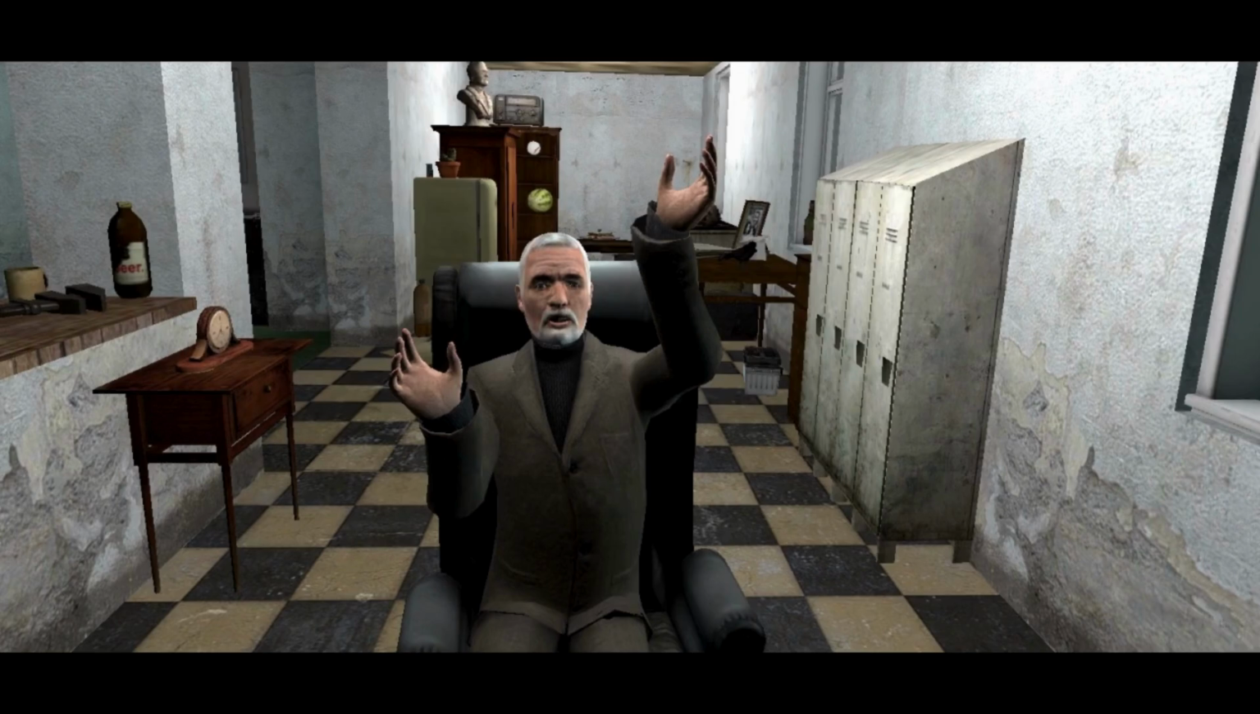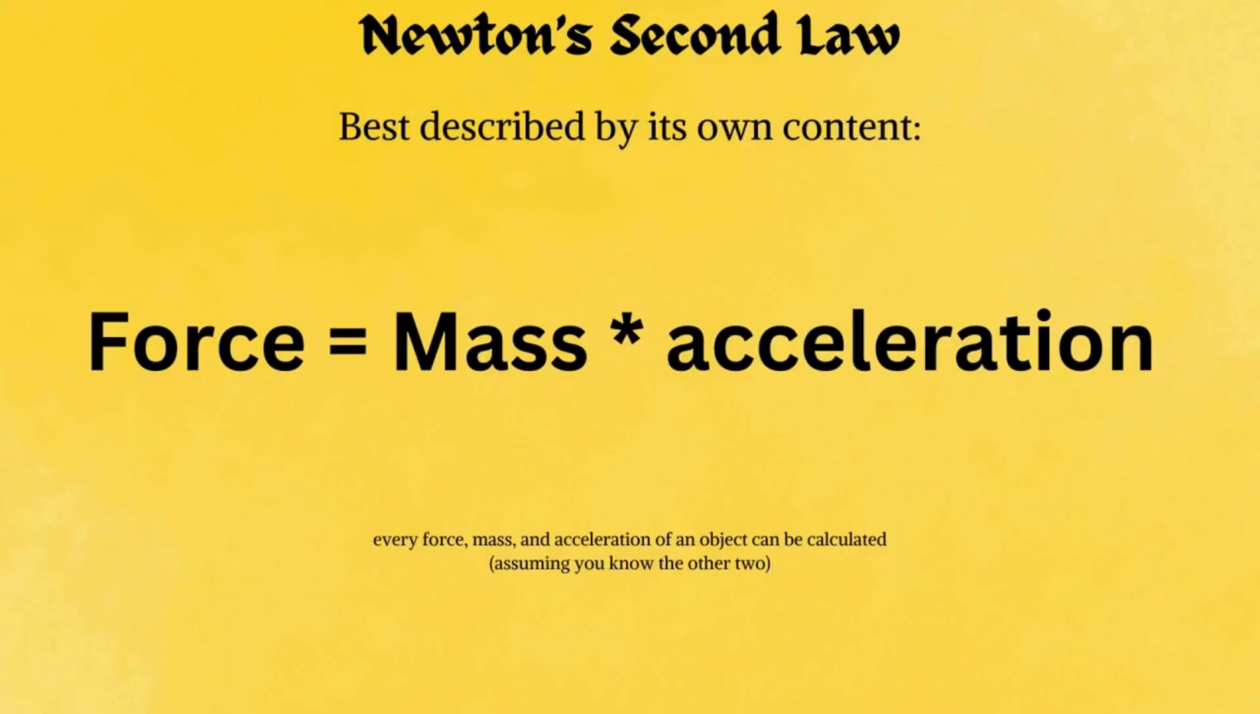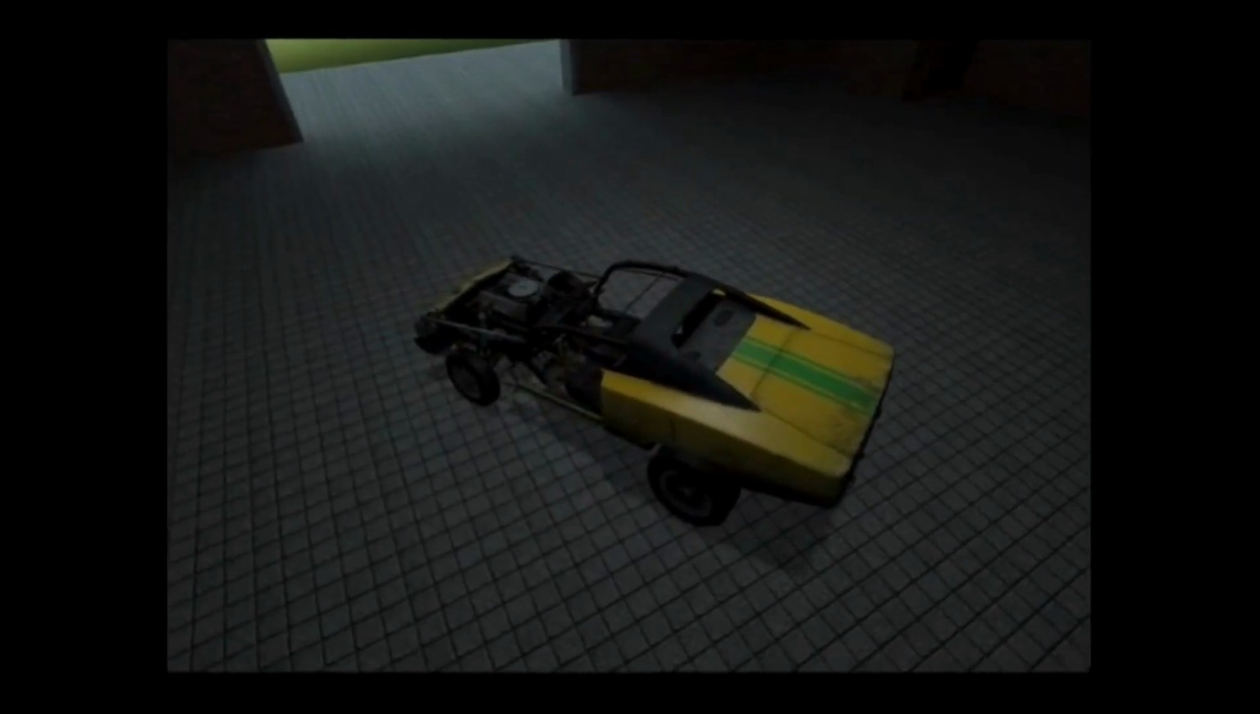Now, we move on to Newton's second law of motion, which is described by a simple equation. Force is equal to mass times acceleration. Let's go on ahead and put this function into practice to better understand it. Take this car, for example.